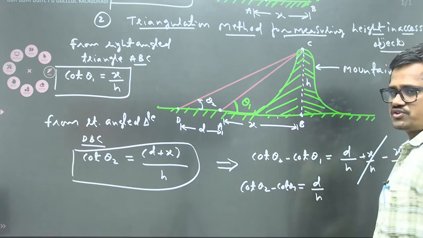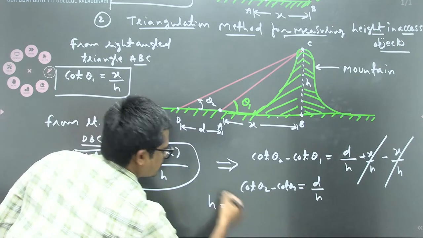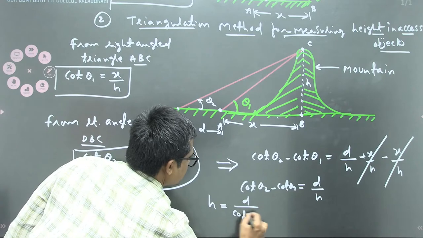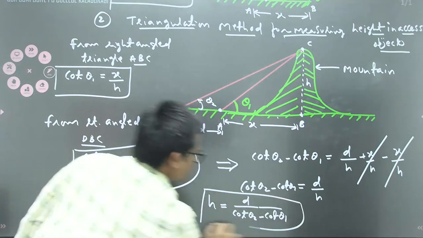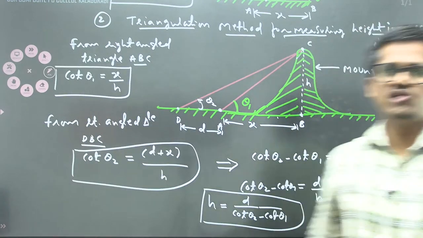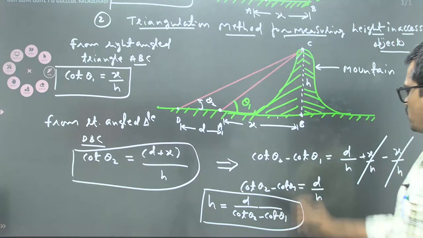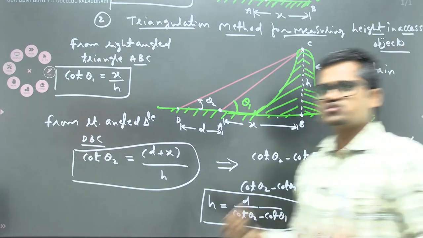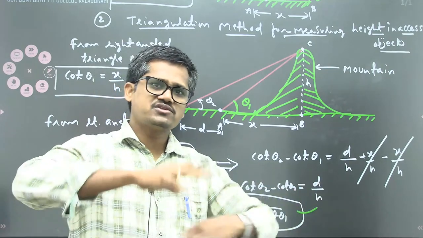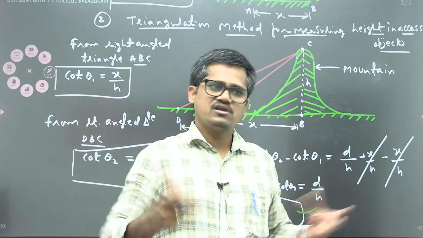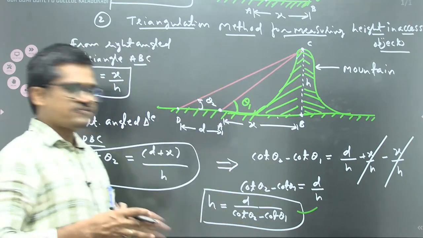So we want h, the height of the mountain. Therefore, the height of the mountain h equals d divided by cot theta 2 minus cot theta 1. Is there x here? We have eliminated that x. We had taken it first, but later by subtracting we have eliminated it. This is the formula. Such many things we use, mixing mathematics and physics in the indirect method. Mixing physics and mathematics, we measure even what we cannot access directly. Getting my point? So this is there.